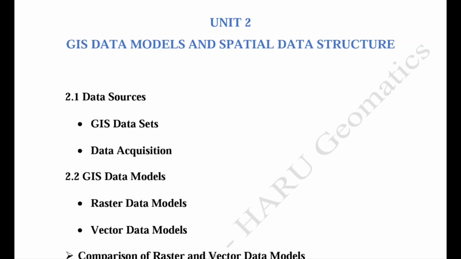So we will understand about these data and about data models, and everything in the real world that is shown in the GIS software is in two different types, that are raster or vector. So this unit is important to understand the raster data and vector data, which will be useful for the upcoming unit, and to understand the GIS software. So in this unit we will study about GIS data models and spatial data structure.